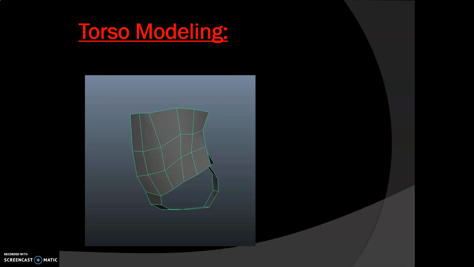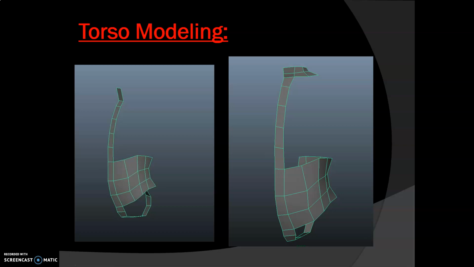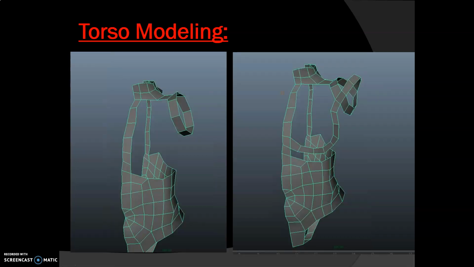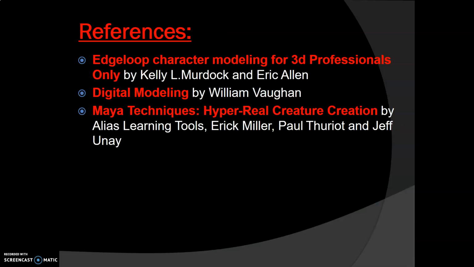Again, I extrude the edges from the front, all the way to the back, to create a crotch area. Then like this, I'm defining the edges much better using the patch method. And again, you can refer to my video about the torso modeling. You can find references for your character modeling by just googling these articles.